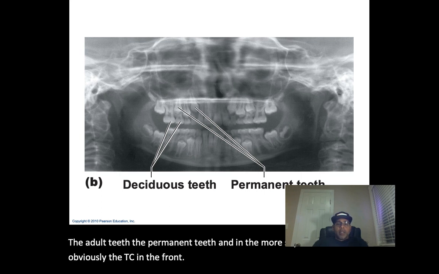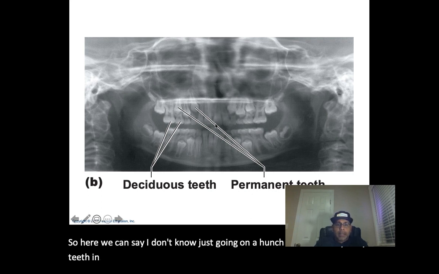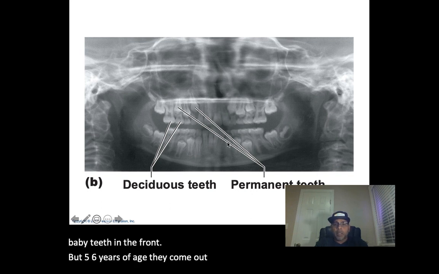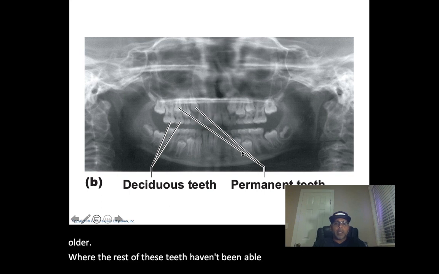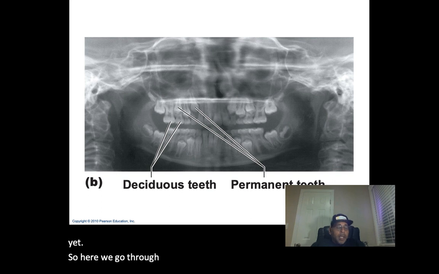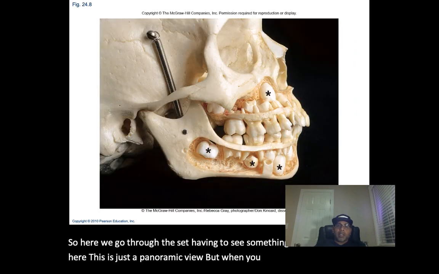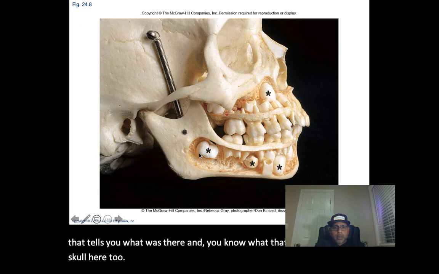So here we can say, just going on a hunch, I don't see any baby teeth in the front. About 5-6 years of age they come out, so there's probably somebody a little bit older, where the rest of these teeth haven't been able to make their way through yet. Sad having to see something like that, but this is just a panoramic view, but when you're actually seeing a skull, that tells you what was there. It looks like a real skull here too. The spongy bone looks pretty good.